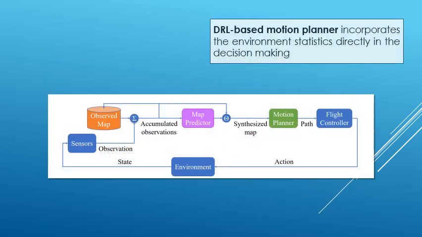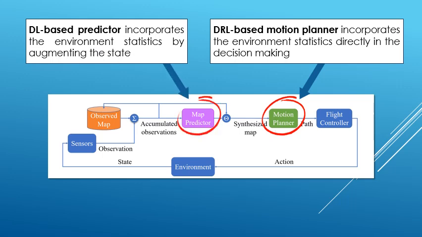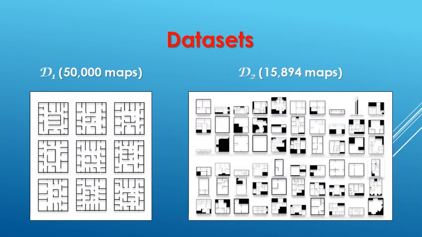The motion planner learns a policy directly from the statistical data, and by predicting statistically informed observations, the map predictor aids the motion planning as well as the map construction process. Two distinct floor plan datasets were used, differing in the level of diversity of the structural features of the maps.